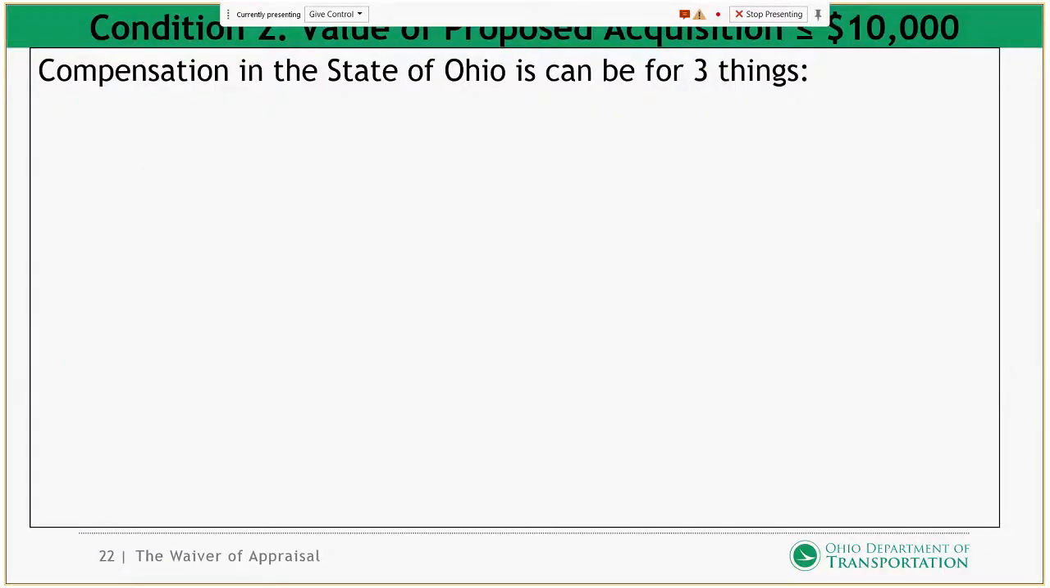All right, so that's talking about the complexity of the acquisition, an uncomplicated versus a complicated. So let's talk about acquisitions that are less than $10,000.